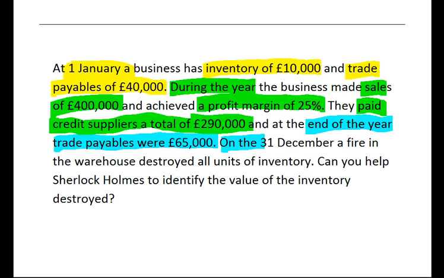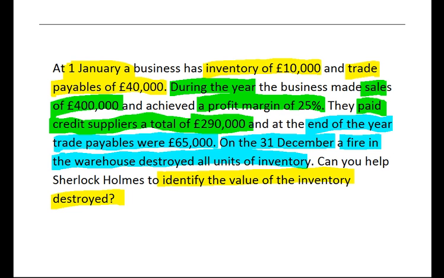We're then also told that at the end of the year, on the 31st of December, there was a fire in the warehouse which destroyed all the units of inventory that we had at that point. Now, can you imagine the inventory that was sitting in the warehouse on the 31st of December, which is the end of the year? That would be the closing inventory that we had at the end of the year. Now, the big question here, the challenge for Sherlock Holmes, is to help identify the value of the inventory destroyed. What was the value of that closing inventory? For instance, we might need to make an insurance claim, and we need to identify how much stock there was.